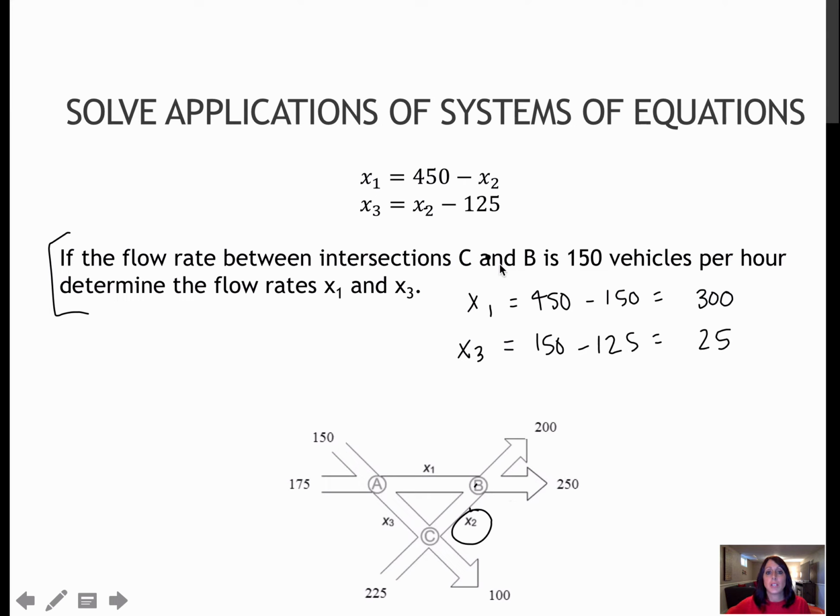So the flow rate of x1, right here, would be 300 cars per hour, or vehicles per hour. And down here would just be 25 vehicles per hour.